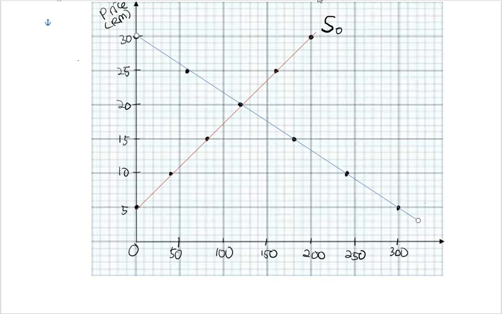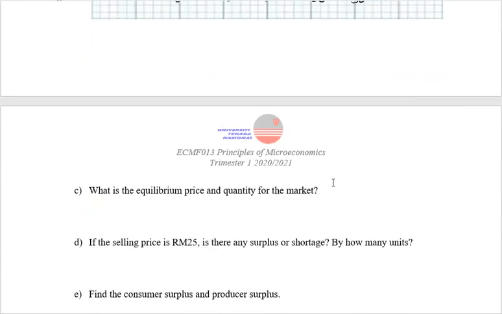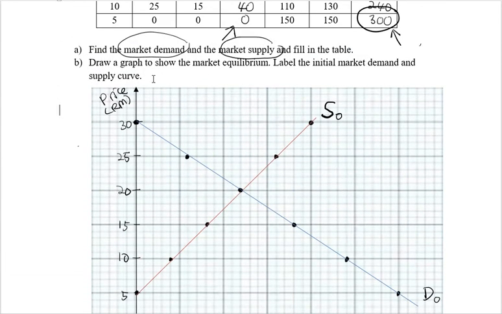Label as D0. So you have your market supply as S0 and market demand. So you answered the second question here. Draw a graph to show the market equilibrium. Okay, so where is your market equilibrium? You have to show it, as the question requested you to show. So this is the market equilibrium. You put it as E0. So you have the supply, you have the demand, and you have the market equilibrium, E0.